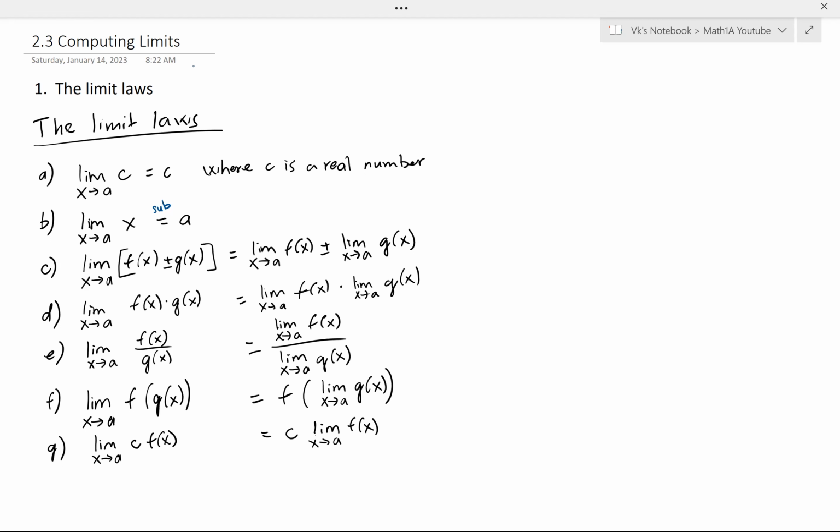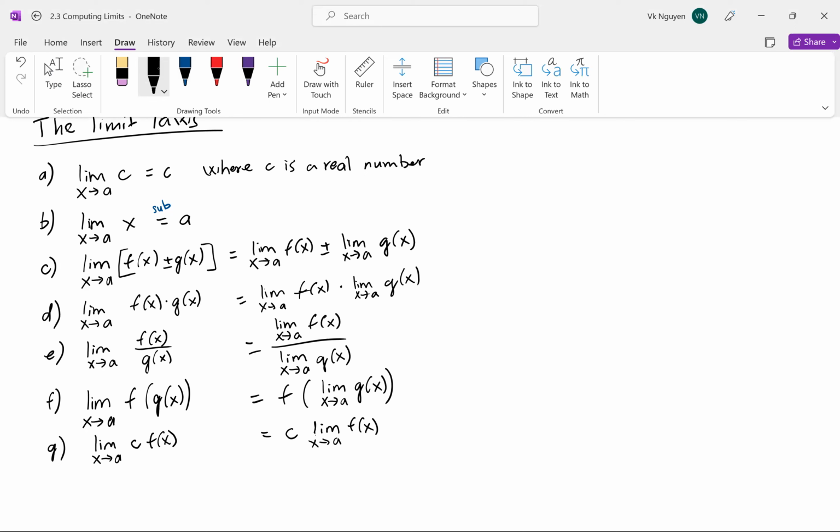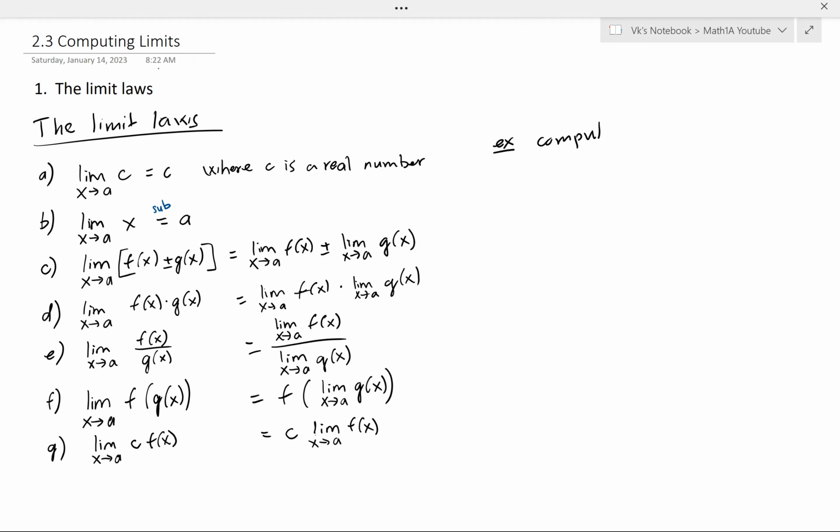Let's take a look at an example here. Example. Compute the limit as x approaches 1 of 2x squared minus x plus 1. This is the limit as x approaches 1. We can use law C to break it up. 2x squared minus the limit as x approaches 1 of x plus the limit as x approaches 1 of 1.